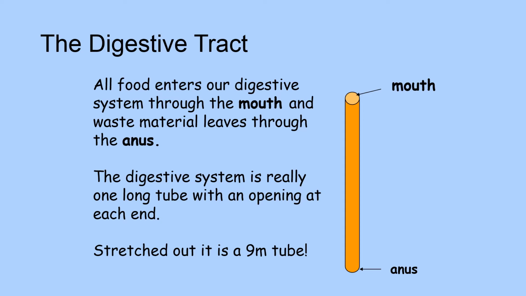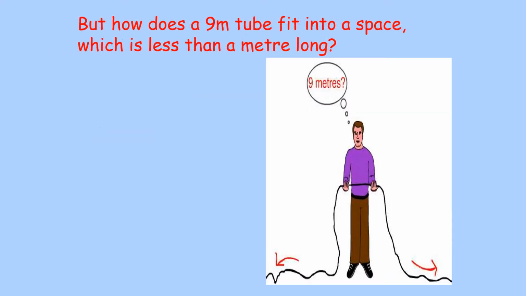To give you an idea of how long 9 meters is, that's probably about the length of a London bus. You imagine that kind of iconic London bus. It's about 9 meters long. Incredibly long. So how is it managing to fit into our bodies if it's that long as a London bus? How does a 9-meter tube fit into that space, which is probably less than a meter long?